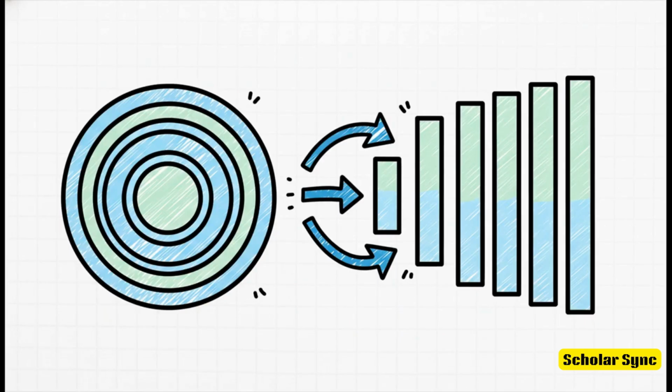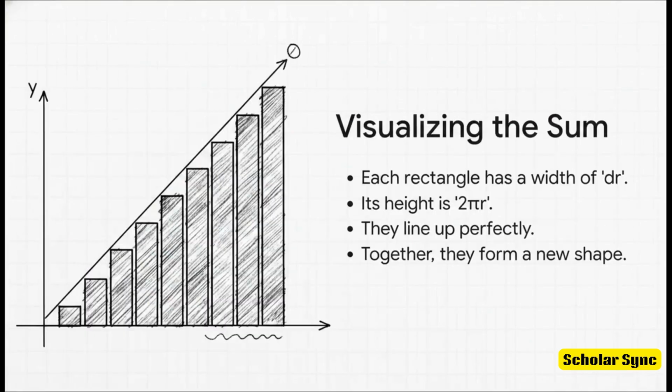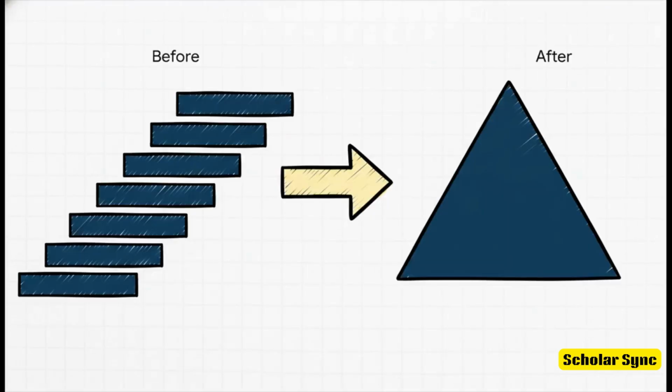Okay, this is where it gets really cool. What if we stack all those little rectangles side by side? See how each rectangle's height is based on its radius? When you line them up, a new shape emerges. And if you make those rings super, super thin, those rectangles perfectly form a triangle.